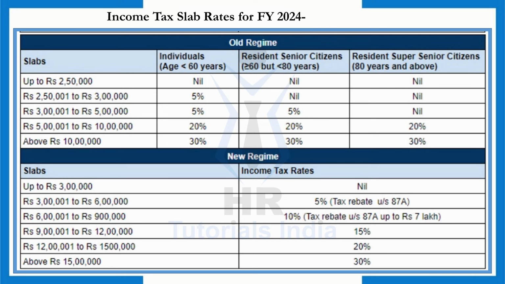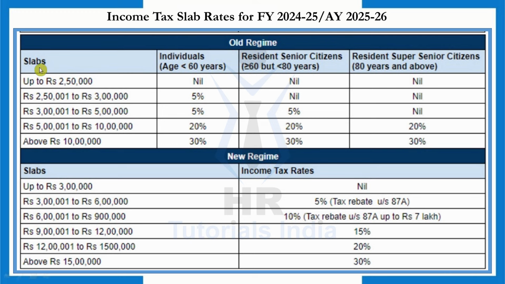Income tax slab rates for the financial year 2024-25, assessment year 2025-26. As you can see, there are two regimes, old regime and new regime. Hope you have already known for the last 2 years that a new regime has been introduced for the benefit of employees who don't declare any exemptions. So let's discuss the old regime and the new regime and the tax slabs. First, let's start with the old regime.